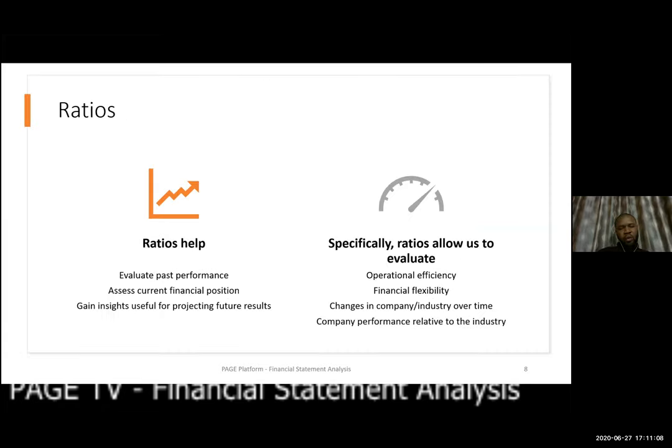For ratios, essentially they help us to evaluate past performance, assess financial position, and equally gain insight into future earnings capability of a company. With ratios, you could evaluate the operational efficiency of a company, the financial flexibility, changes in industry trends over time, and equally, you can compare performance across industries.